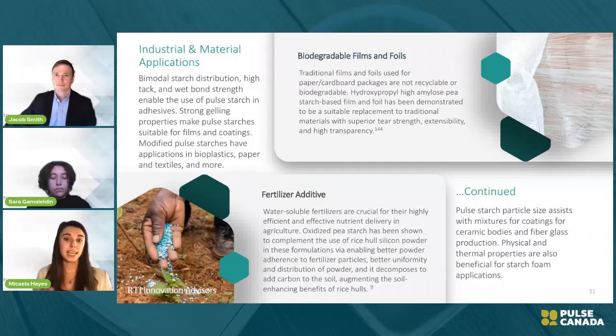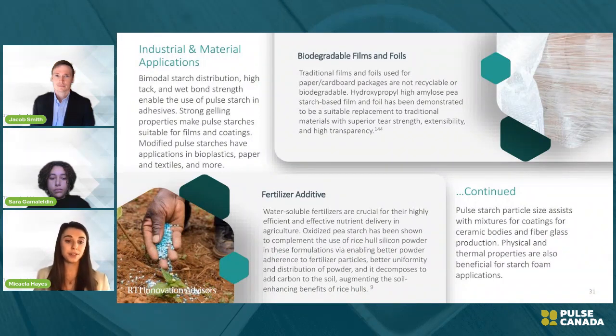So in this case, a hydroxypropyl high amylose pea starch was used to create this film. And not only was it more environmentally friendly, but it was also able to have a superior tear strength, extensibility, and higher transparency, as I noted on the prior slide. The second patent worth highlighting here is pulse starch's use as a fertilizer additive.